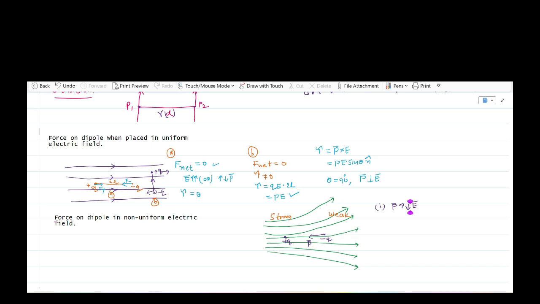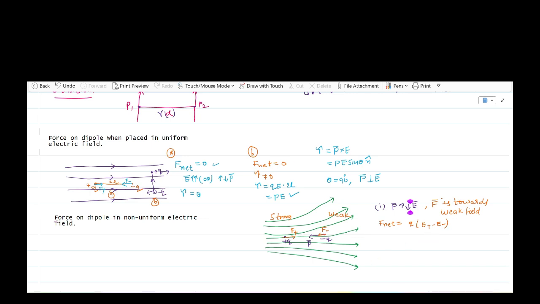That means the force on plus q, let's call it F plus, is opposite to the field direction. The other force is F minus. Therefore F net is equal to q into E positive minus E negative, since the strong force is on the positive q side. So when the dipole moment is anti-parallel to E, the force is towards the weak field. The dipole is pulled into the weak field direction.